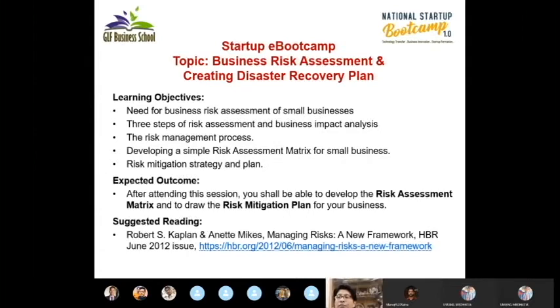The learning objectives are to understand the need for business risk assessment of small businesses, to understand three steps of risk assessment and business impact analysis, to understand the risk management process, developing a simple risk assessment matrix for small business, developing risk mitigation strategy and plan. After attending this session, you shall be able to develop the risk assessment matrix for your business and to draw the risk mitigation plan.